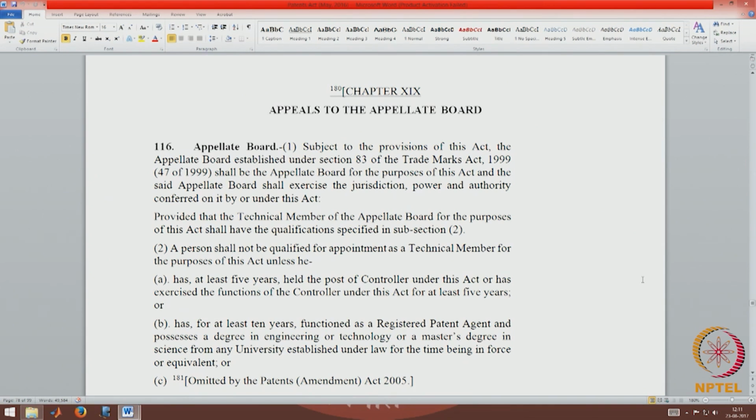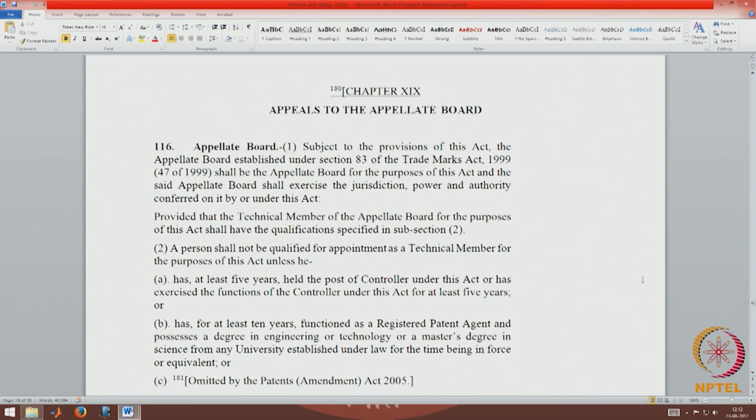So, the two broad original jurisdictions involve the power to receive a petition for revocation and a power to rectify, the rectification proceedings. So, under section 64 and under section 71, the appellate board has power to look into matters even in the absence of an appeal. So, that is what we call an original jurisdiction.